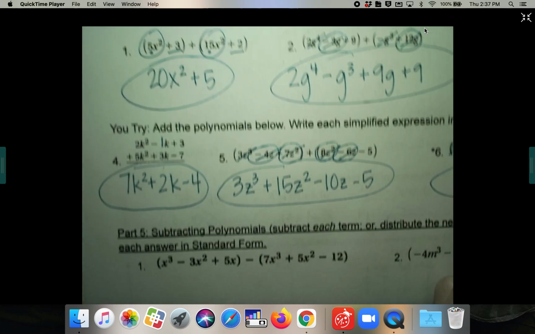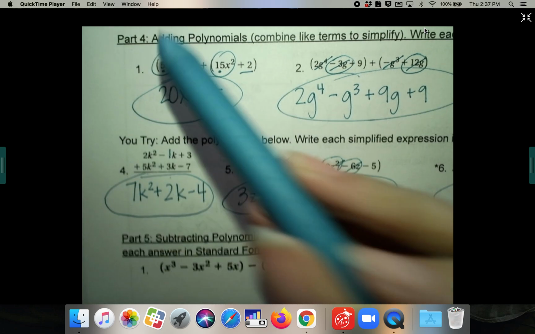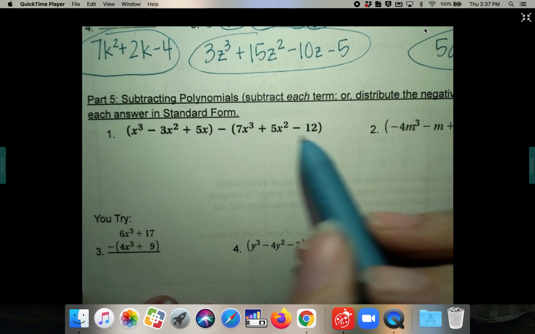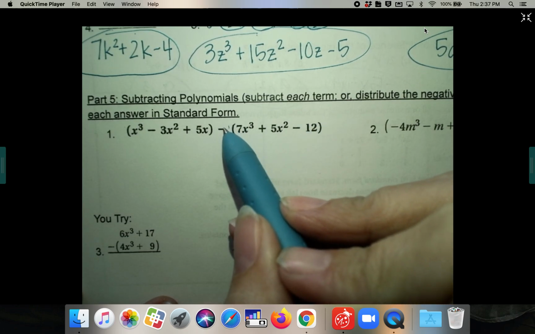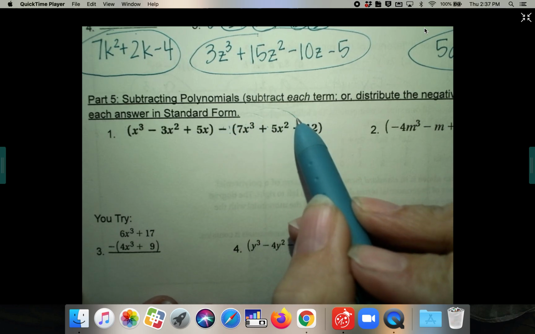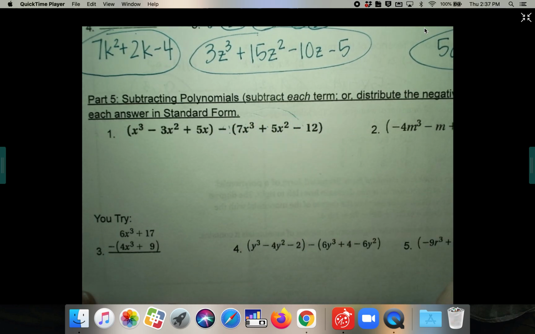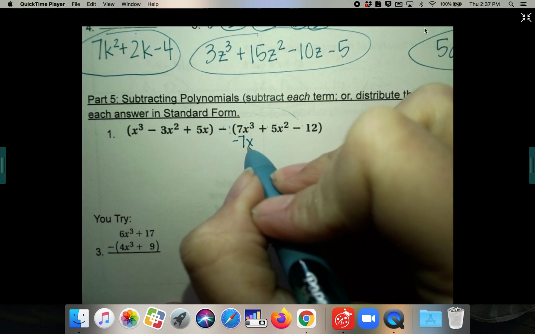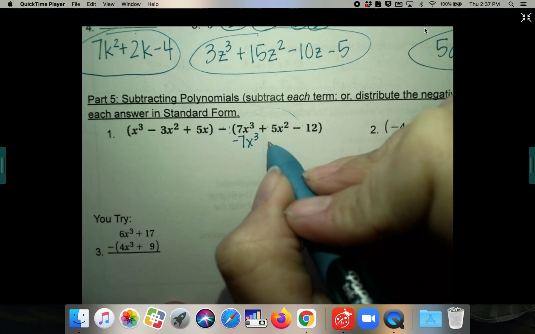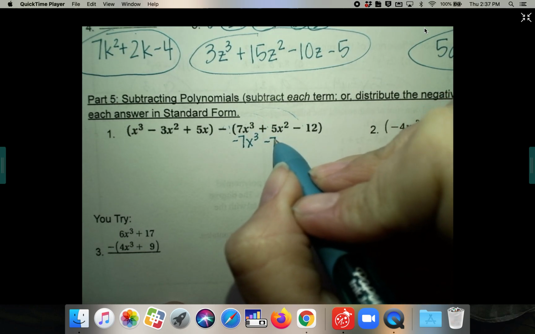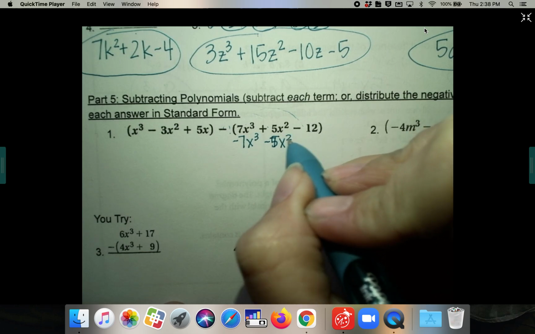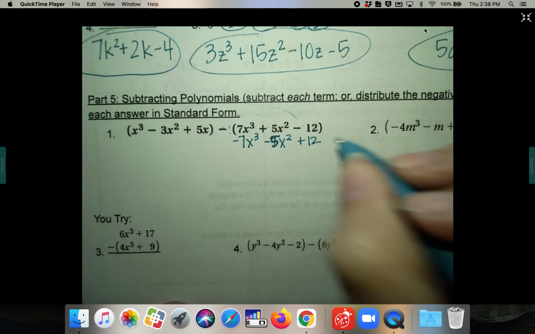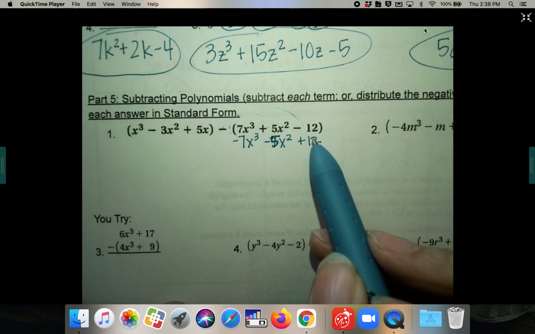Subtracting is not just as simple as combining like terms like we did with adding. When you are subtracting, this minus is actually a negative hidden invisible 1 that's going to get distributed to all of the terms in this second set of parentheses. So this is actually a negative 7x cubed. This is actually a negative 5x squared. And this is actually a positive 12 now, because a negative times a negative is positive.